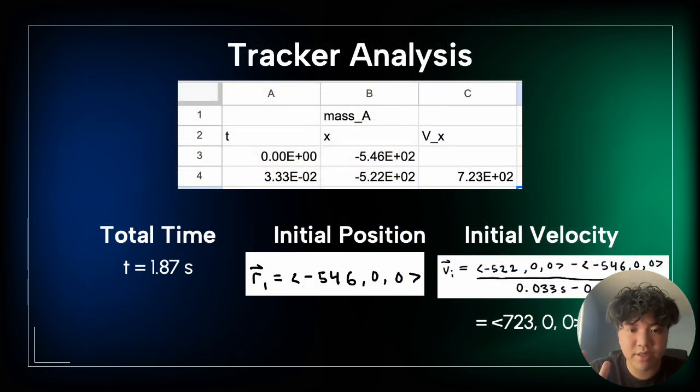So from the previous Tracker video that you saw there, I got the time from the graph in the first column. The second is the x position from the graph, and the third is the initial velocity that I calculated here. So the total time it took from the start to the finish of the bottle rolling was 1.87 seconds. Initial position was negative 546 meters, and the initial velocity was the second position minus the first position over the two times there, which resulted in 723 meters per second.